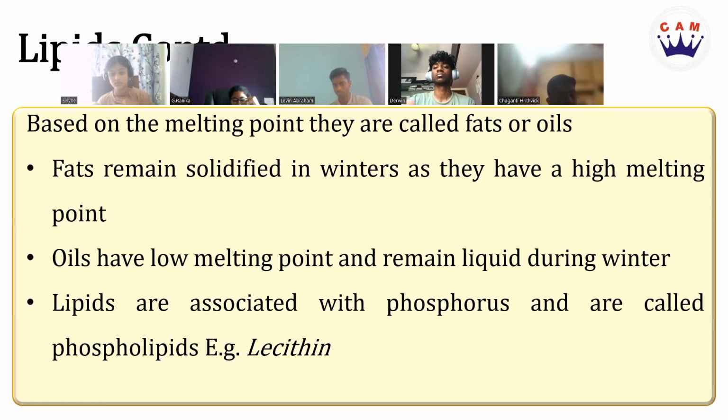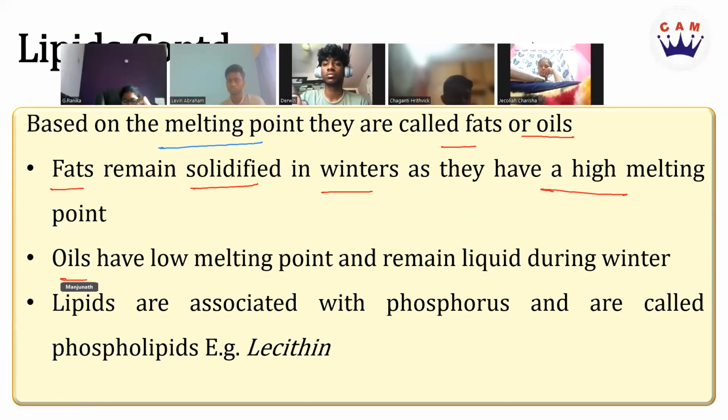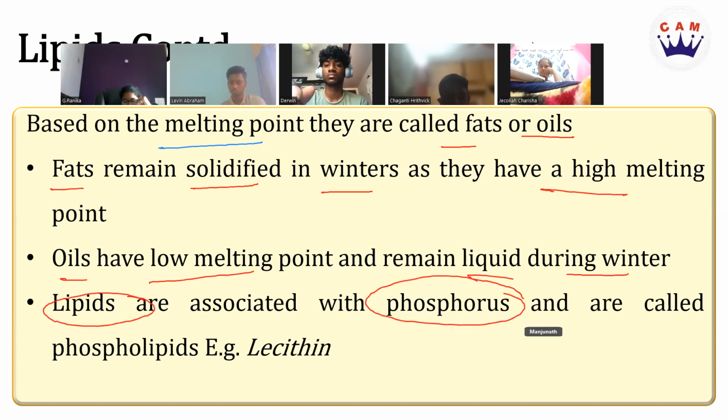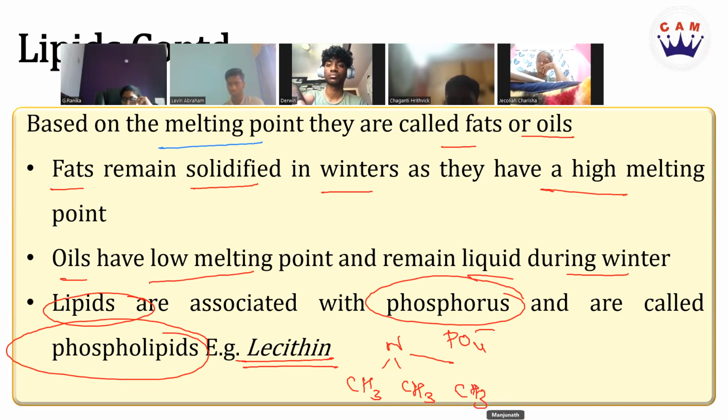Okay. See here. Based on the melting point, we classified it into fats and oils. Fats are solid in winters and have high melting point. Oils are liquid in winter and have low melting point. Lipids are associated with phosphorus. I told you, right? Phosphate, then they become the phospholipid. One of the phospholipids, containing the additional functional group for nitrogen with 3 methyl groups, is called as lecithin. Next.